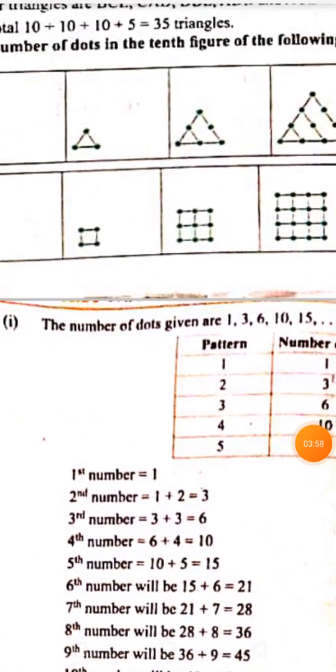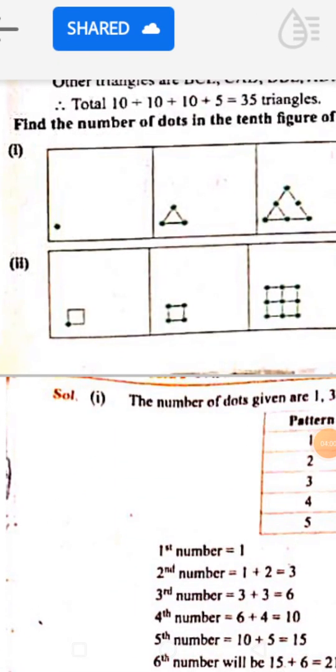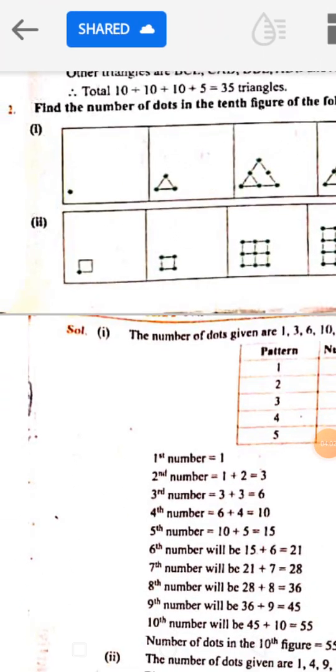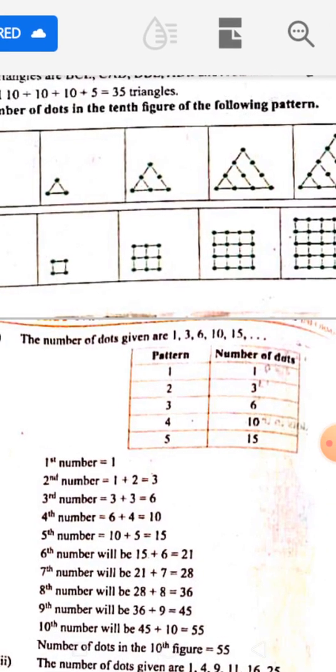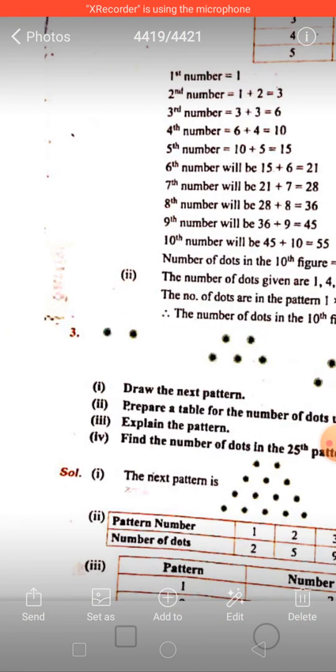And then the second question, same method only. So now take the second tabular column. The first figure has 1 dot, and then the second figure has 4 dots, and then the third figure has 9 dots. After that 16 dots. After that 25 dots. What is the 10th figure?